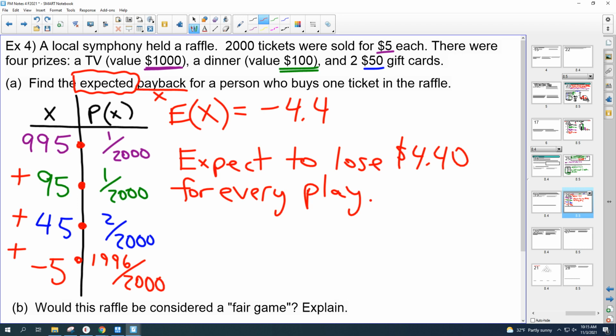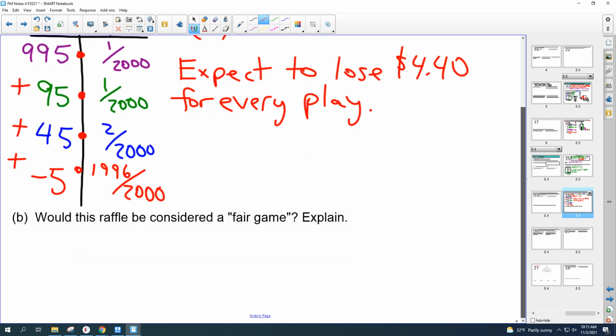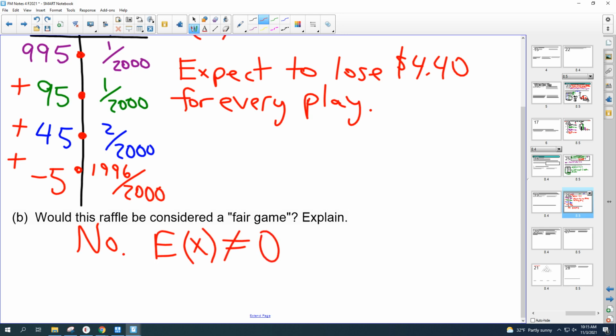So part B said, would this raffle be considered a fair game? Is this fair? No. Well, what about the guy who won a TV? Does he think it's fair? Still no. Okay, it's not fair, and the easy way to say is because the expected value is not equal to 0. Just because you win doesn't make it fair. If you won a game every single time, that's not fair. You might like that you won the TV, but that doesn't make it fair. Fair game, expected value has to be 0.